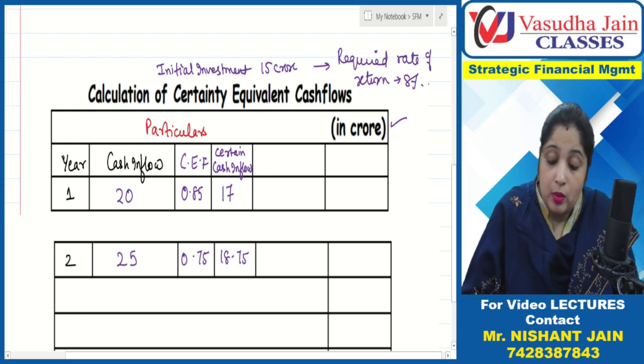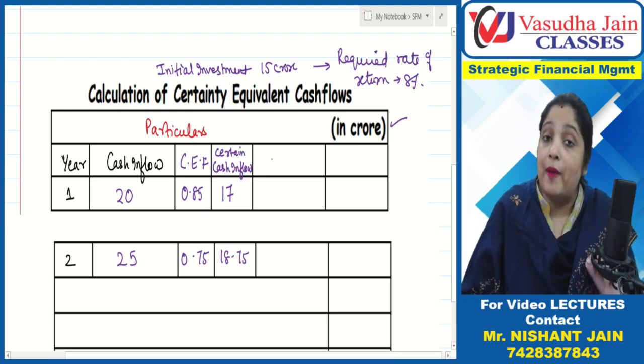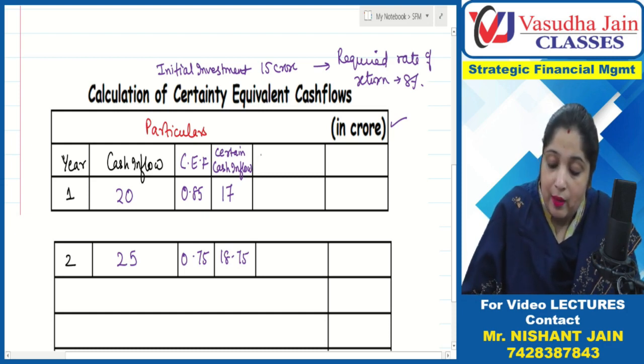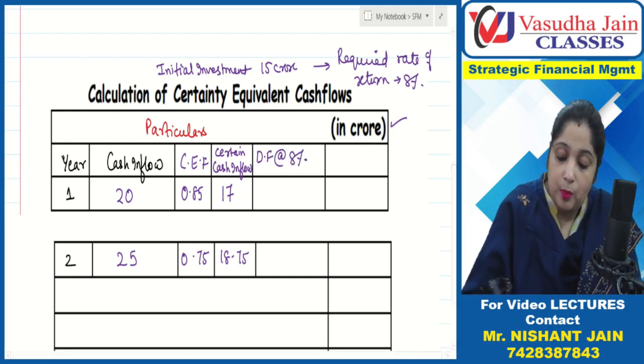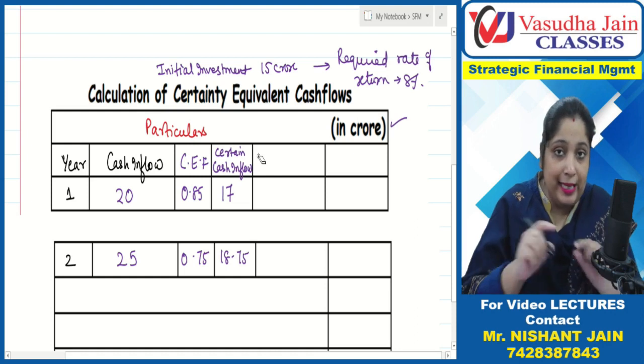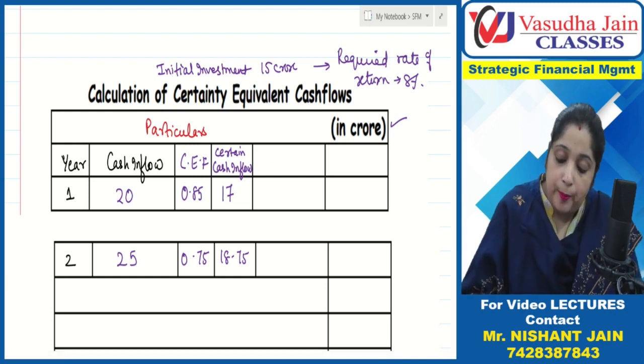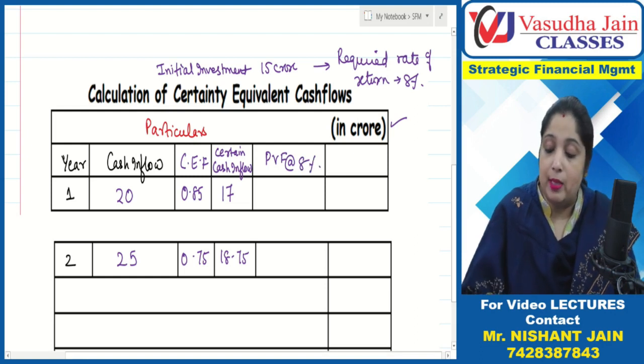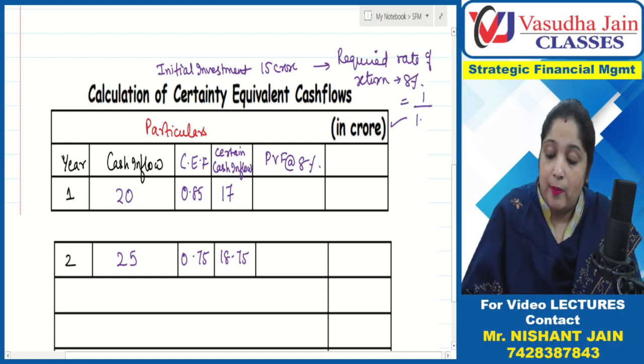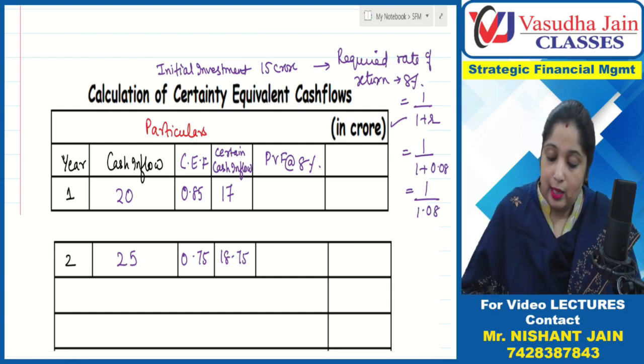So let us discount these cash inflows at the rate of 8%. So the discounting factor will be 8%. So let us find out PVIF, because each inflow will be discounted. So the present value factor at the rate of 8%. How do we compute it? We have to divide 1 upon 1 plus the discounting rate. So 1 upon 1 plus 0.08. So it is basically 1 upon 1.08. So let us compute on the calculator.